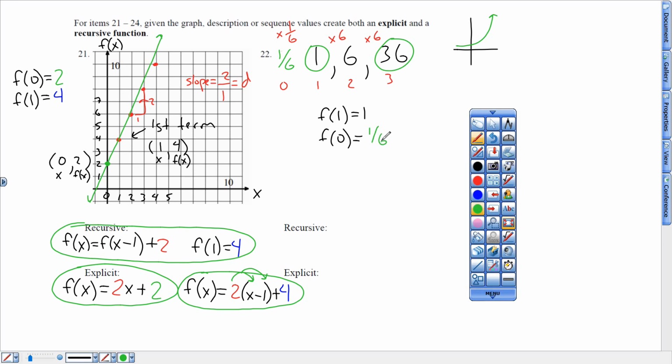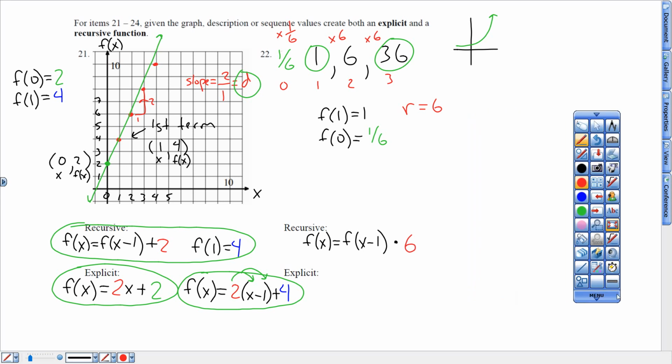All right, so I know that the 0 term is 1/6. For this one, I don't use the letter D because it's not arithmetic. I'm not adding or subtracting by the same amount. This one I'm timesing, so we use what we call the letter R. So for recursive, it's going to be f of x. And again, remember, that's nothing more than to find the next term, use the one before it. And for this one, times by 6. Different than the adding one over there to the left.